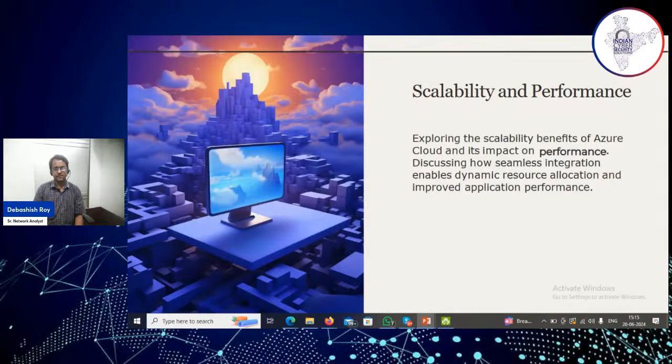Scalability and performance is there. Explore the scalability benefits of Azure Cloud and its impact on performance. Now, discuss how seamless integration enables dynamic resource allocation and improves application performance. So, you are actually integrating some resources, say you are moving some users or groups, some security principals, to the cloud from the on-premise. So that is an integration, and that is definitely increasing the efficiency of your administration.